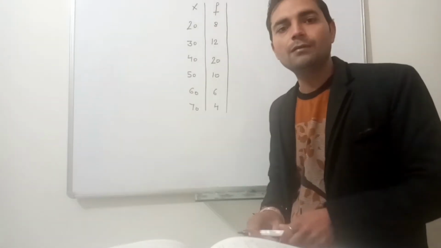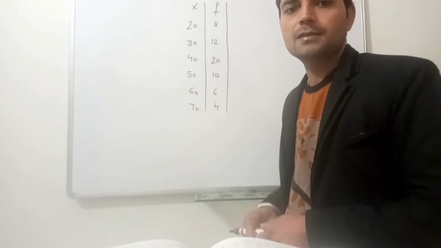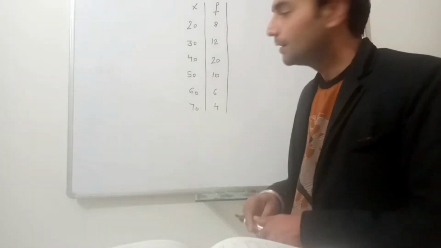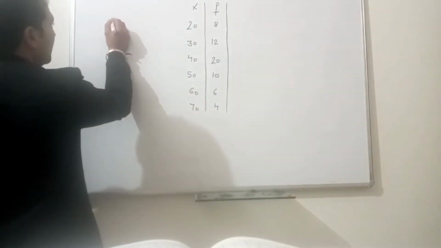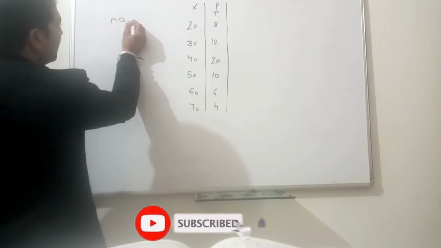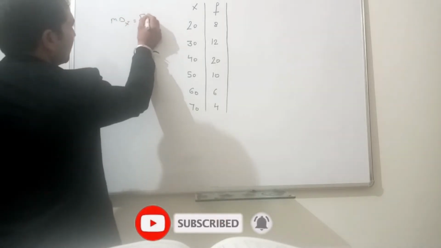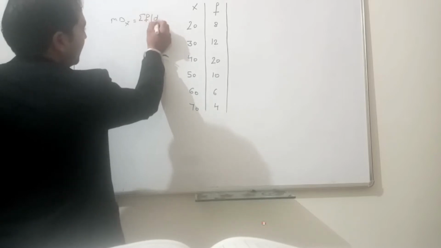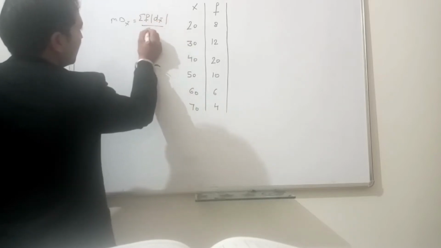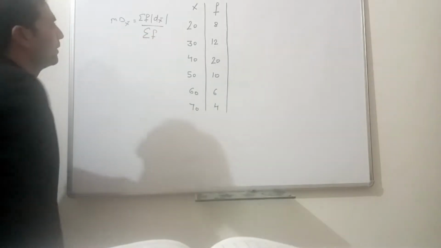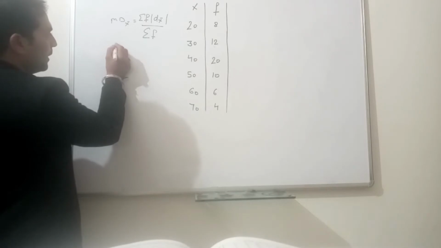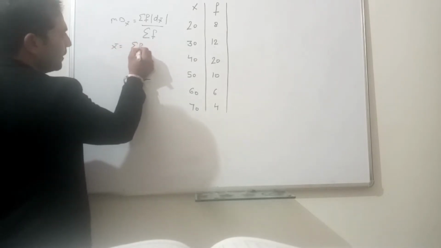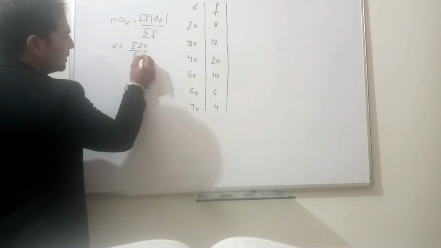Today, in this video, we discuss how to calculate mean deviation from mean in discrete series. Mean deviation from mean in discrete series. The formula is summation f dx bar upon summation f. First of all, we calculate x bar. X bar is equal to summation fx upon summation f.